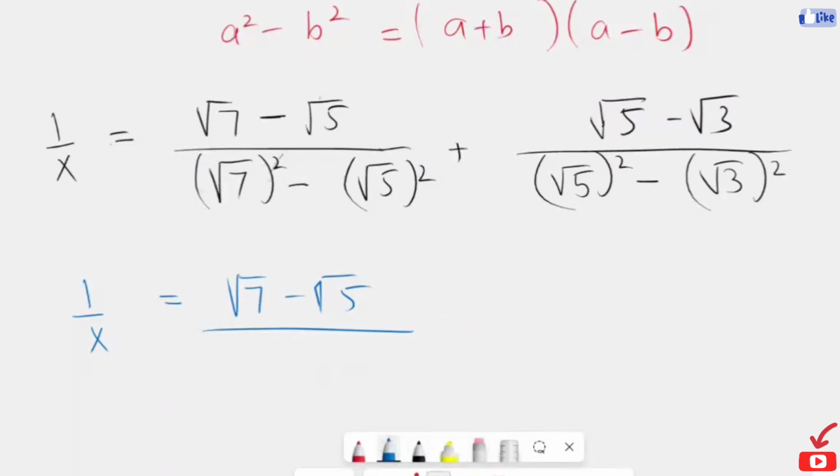Now here this and this will get cancelled. So I will get 7 here, this square and this will get cancelled, so here 7 minus 5. Plus, this square and this will get cancelled, this square and this will get cancelled. So I will get root 5 minus root 3 over 5 minus 3.